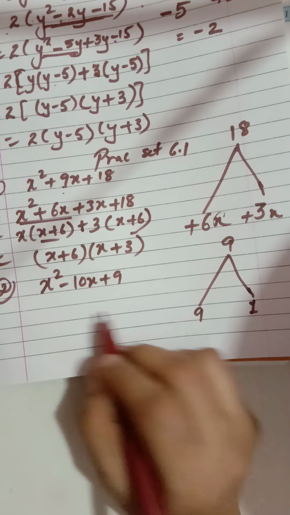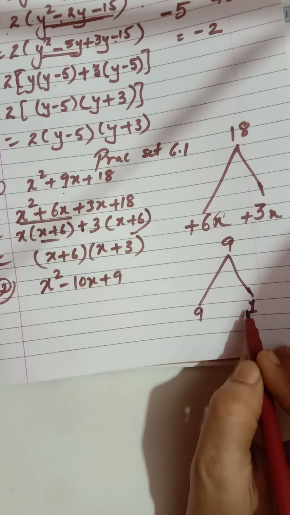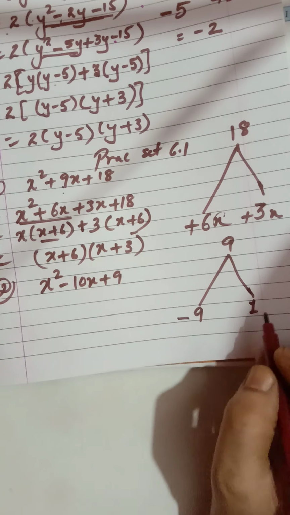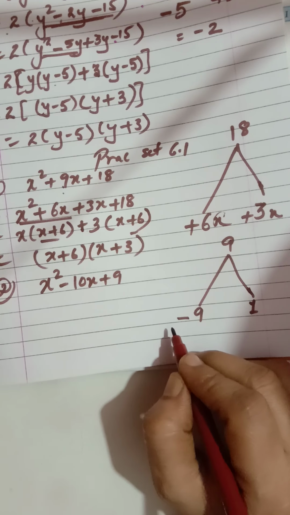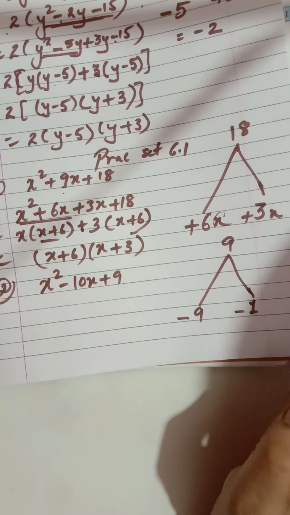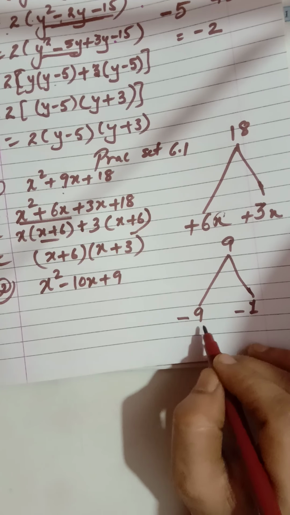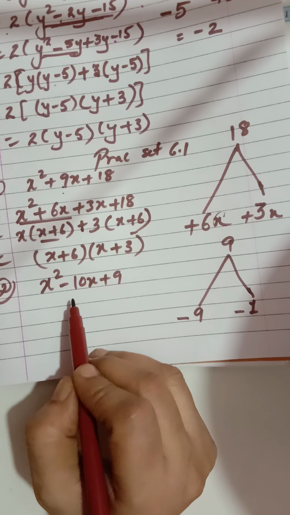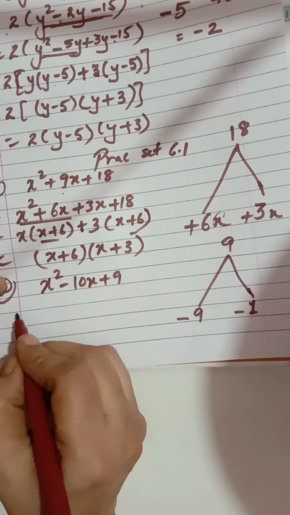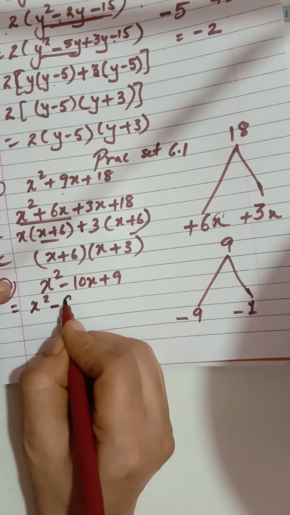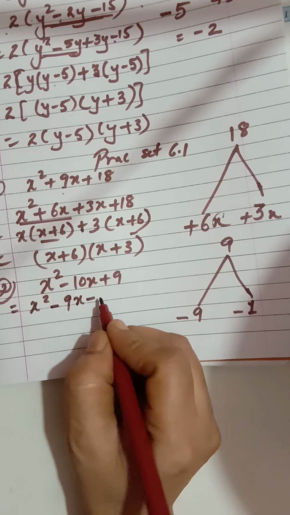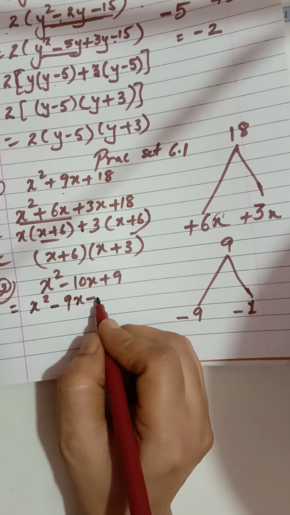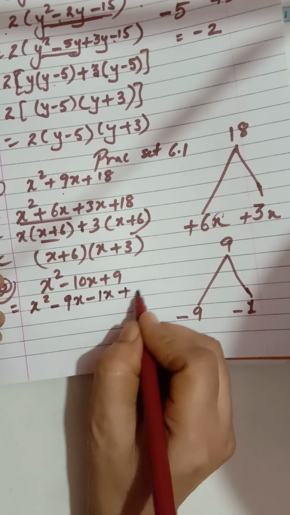Now here see, children, we want 10. 9 plus 1 becomes 10, yes or no? Now here minus 9, and if I take plus, it will become minus 8. So minus 9 minus 1, that will give me minus 10, and that minus 10 is my middle term. So I will write it this way: x square minus 9x minus 1x, or you can just write x also, and plus 9.